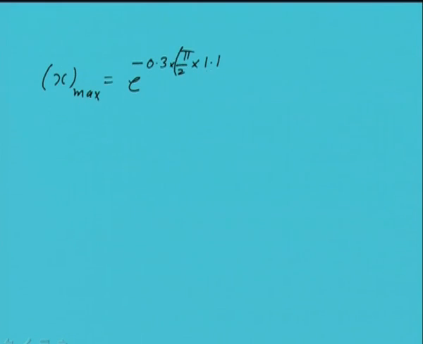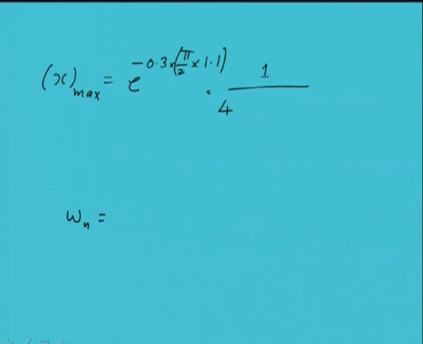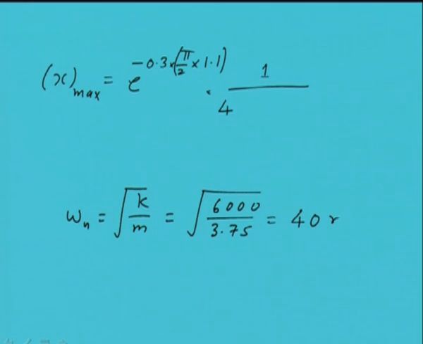So pi by 2 is already here, and then other terms. We have x naught dot, that is the initial velocity, 1 meter per second, so this one. Then we have omega n, which we have not yet obtained. We can calculate omega n, that will be k by m, because we know k and we know m. K is 6000, m is 3.75, so this will be 40 radians per second.